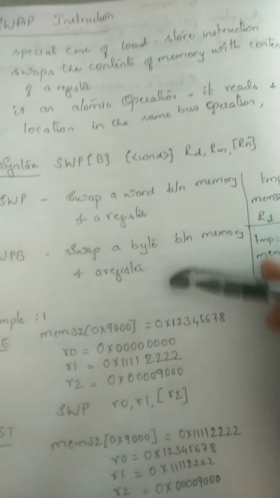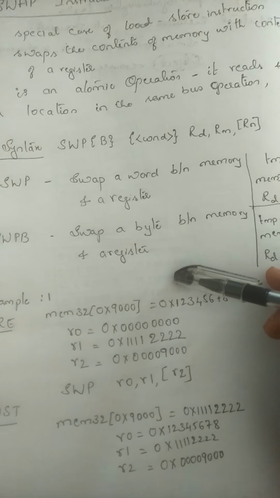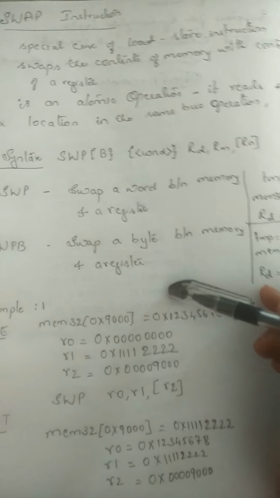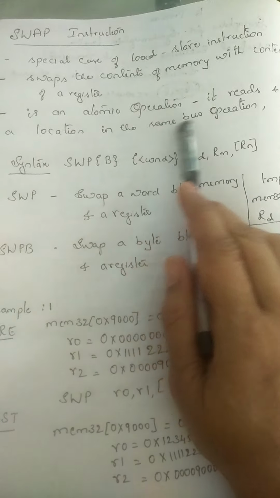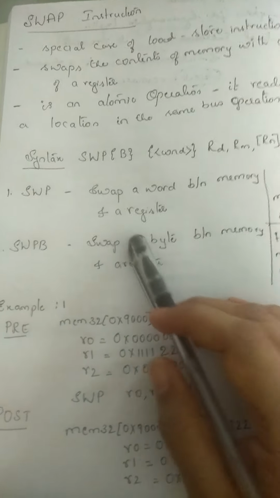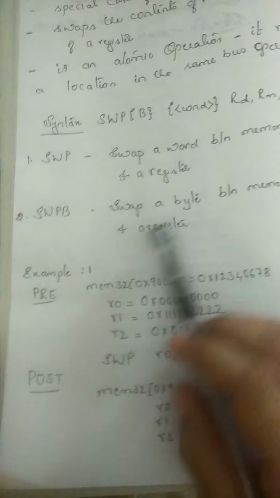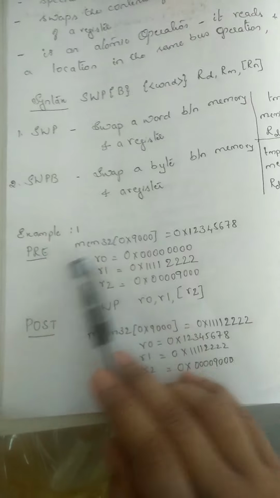Especially this swap instruction is used in the case of synchronization, when two or more threads try to share a common resource. In that case there will be a problem, so it will not allow access to the data at the same time. In that case this swap instruction is very useful. Here you can see one example we'll see.